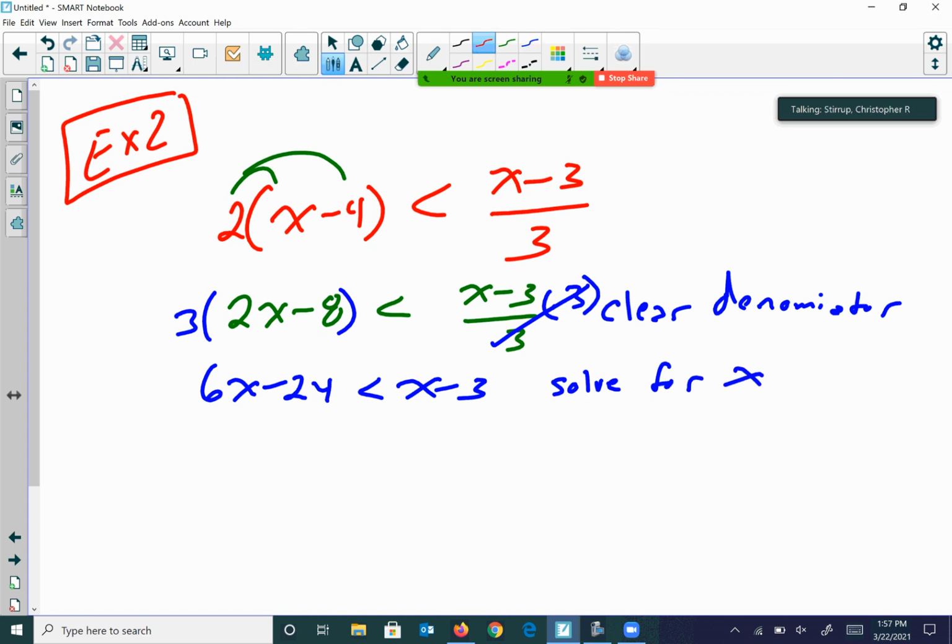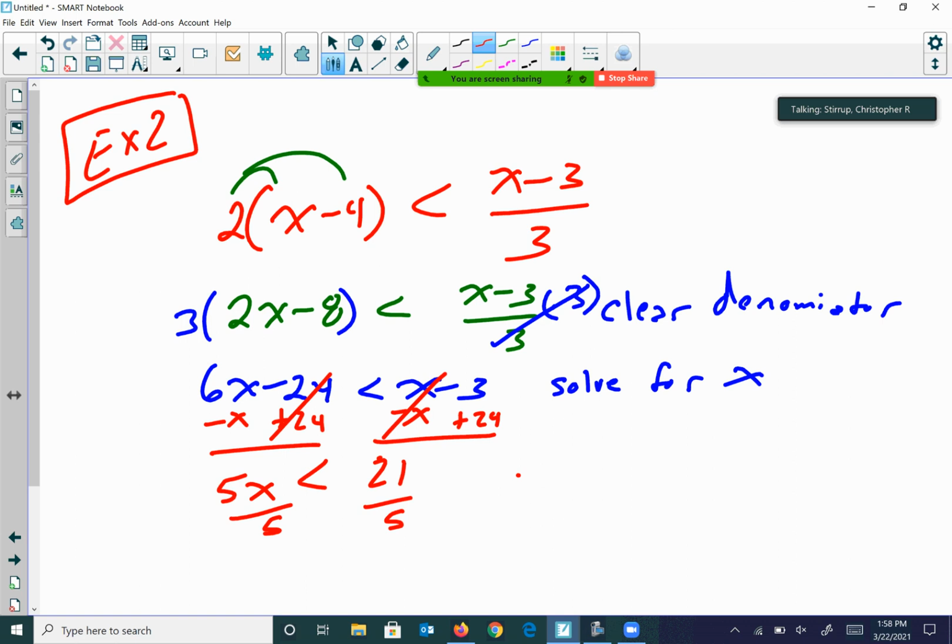So on this particular one, you might say, okay, I'll subtract x from each side. I'll add 24 to both sides. So that's going to give me 5x is less than, what is that, 19? 21. Jeez, thank you. At least you guys are on the ball. And then divide each side by 5. So you wind up getting x is less than 21/5. So you want values that are smaller than 21/5, or 4 1/5.